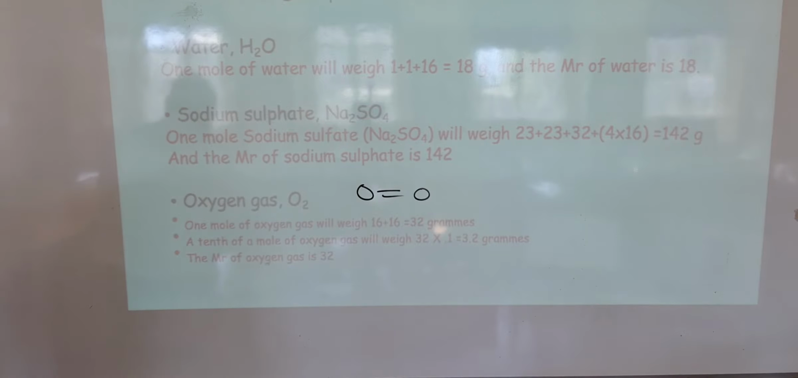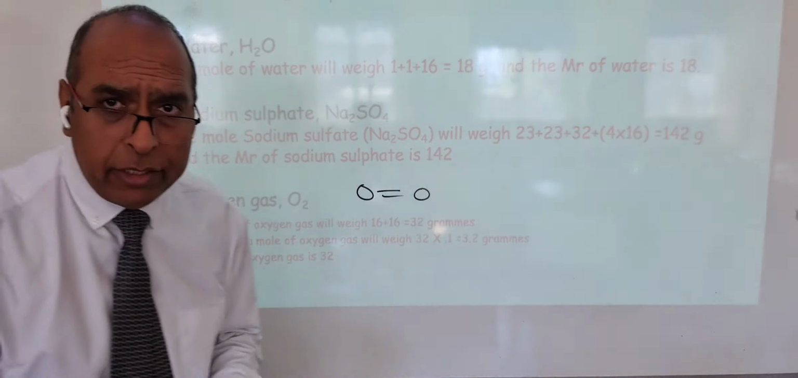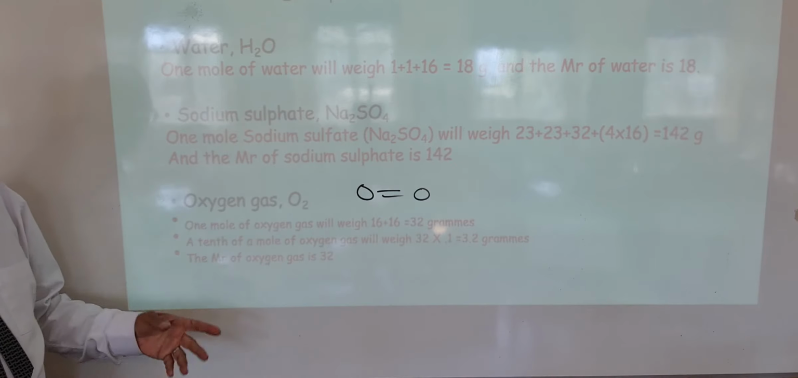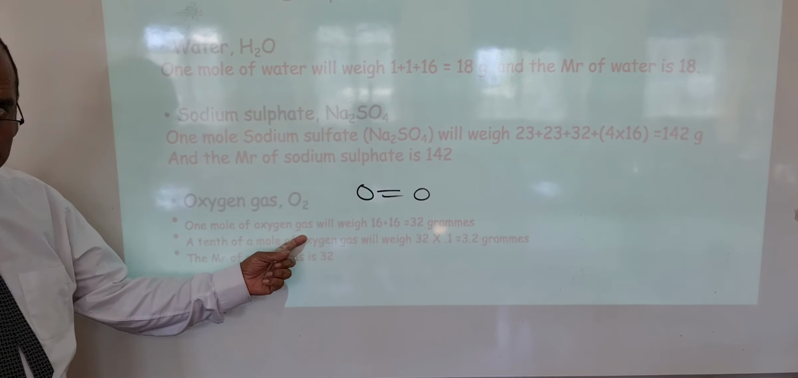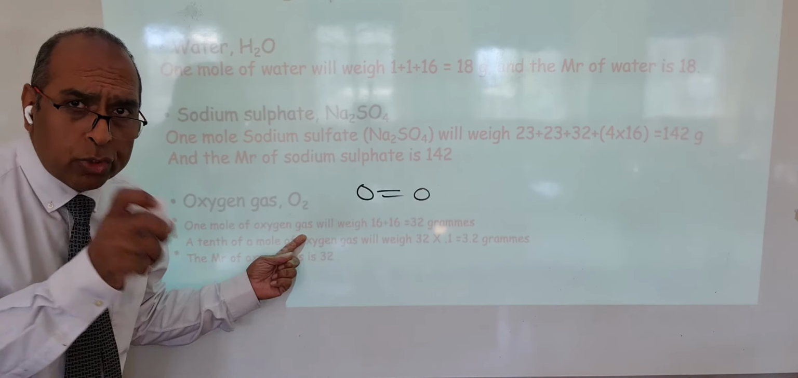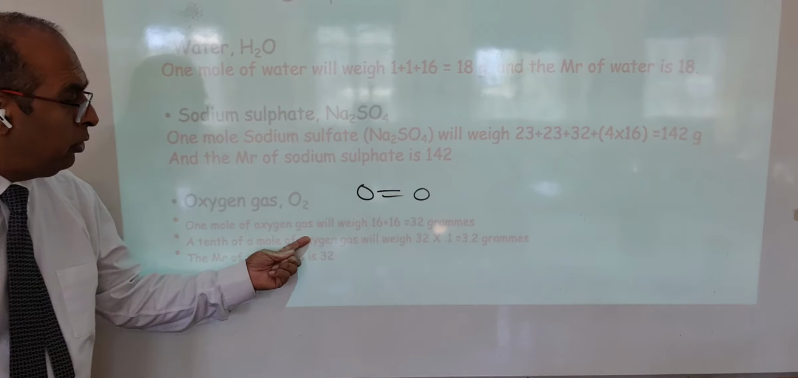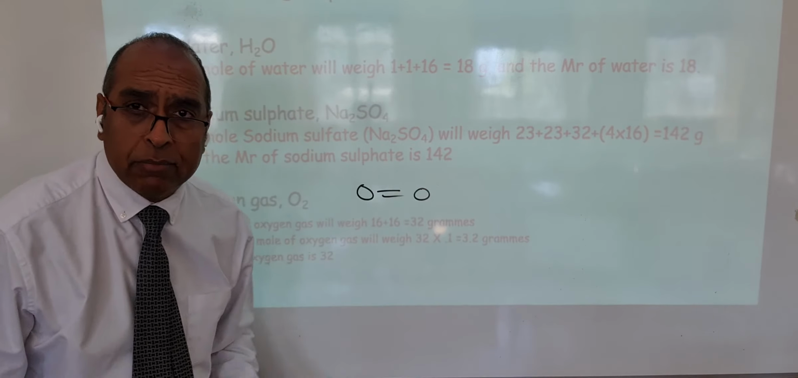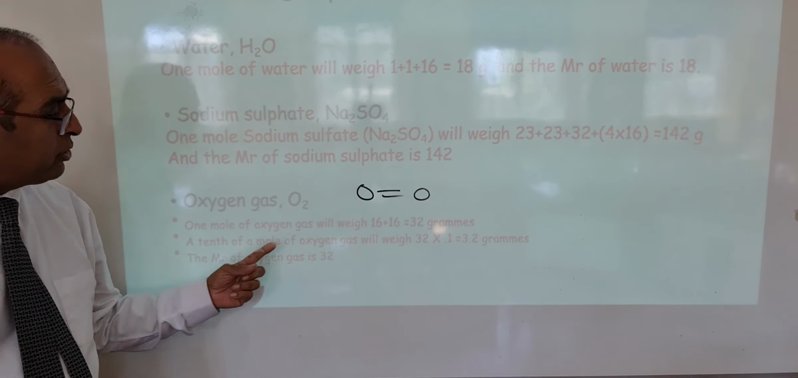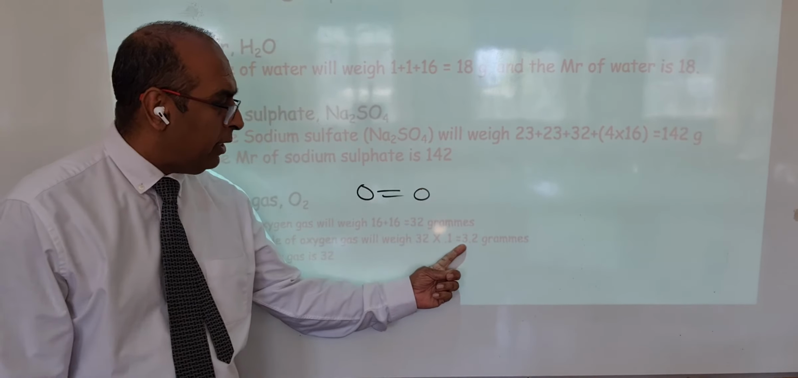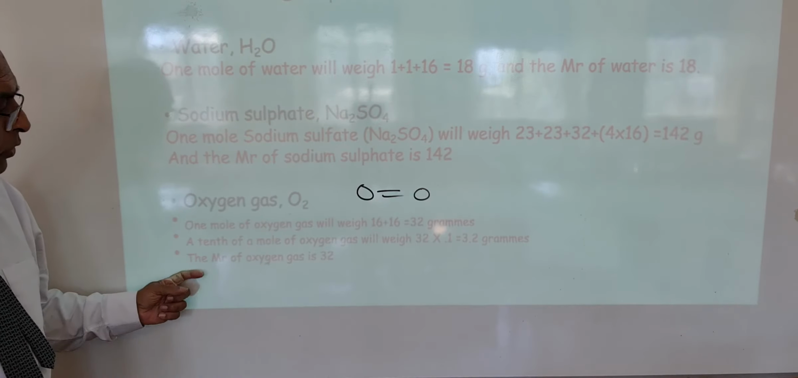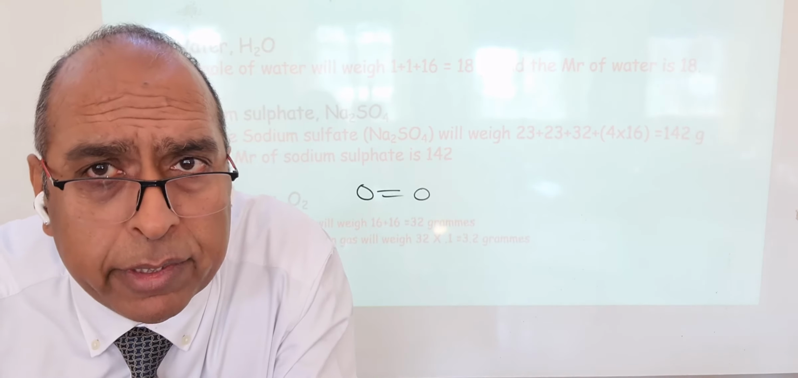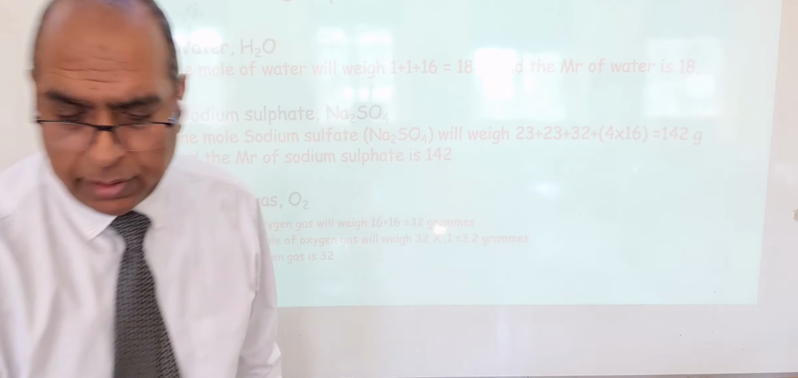And if we want to work out for a real chemical how much a mole of it weighs, then you want the real formula, the O2. 1 mole of oxygen gas, because it's made of O2 molecules, 2 atoms in every molecule, will weigh 16 add 16, each of these is 16, so 32 grams. A tenth of a mole of oxygen gas will clearly weigh a tenth of that, 3.2 grams. Or the MR value of oxygen is 32, no units. Note that down. We can go to the next slide.